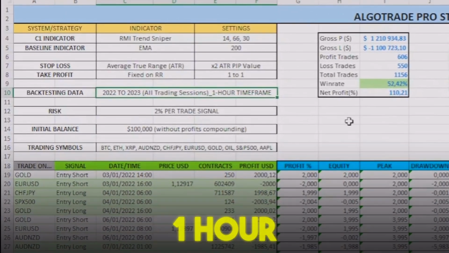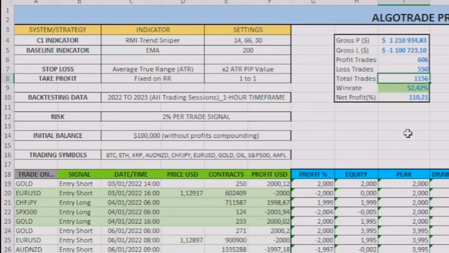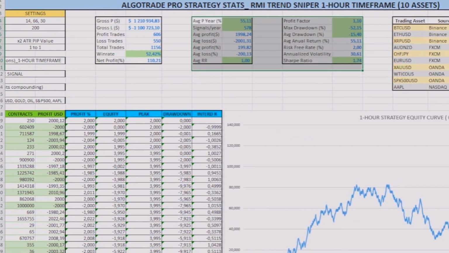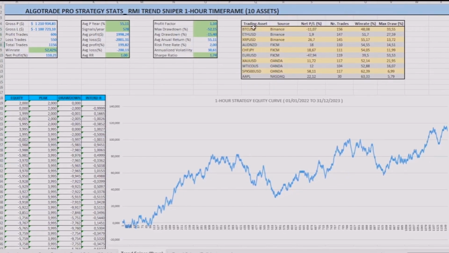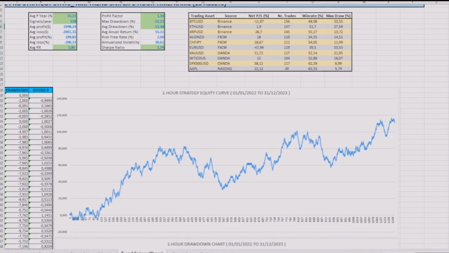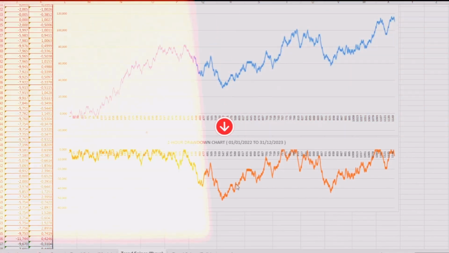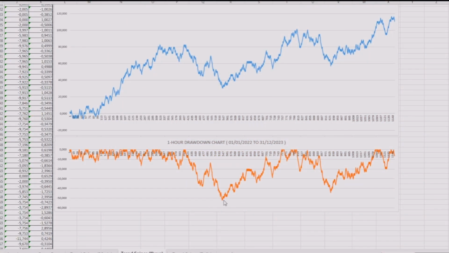Next, in the 1-hour time frame, after 1150 trades, the indicator achieved a win rate of about 52.42% and a net profit of 110%. Again, here you can find other metrics and also the results from every asset. Looking at the equity chart, it was better than the previous one and more consistent. But again, the only downside I would point out is a drawdown.